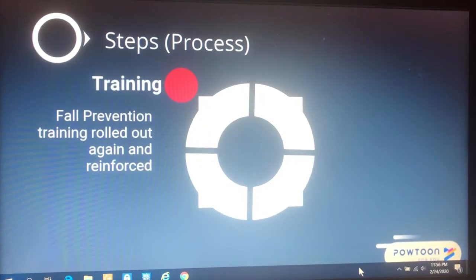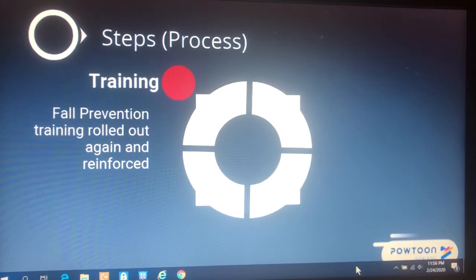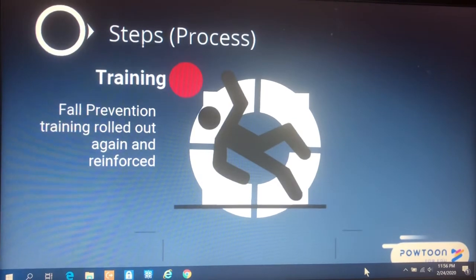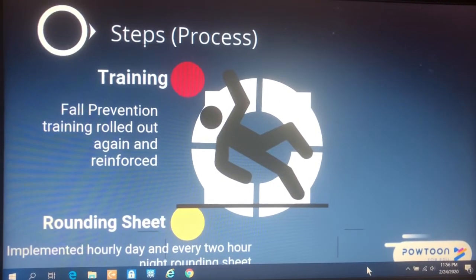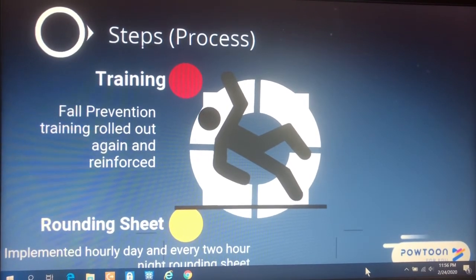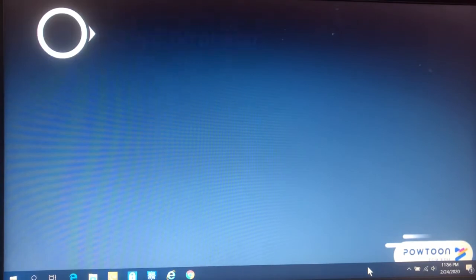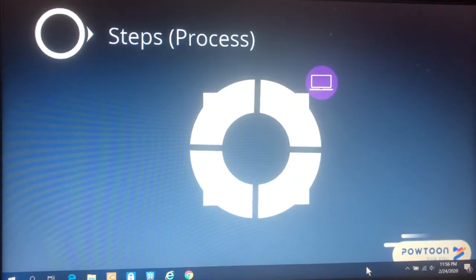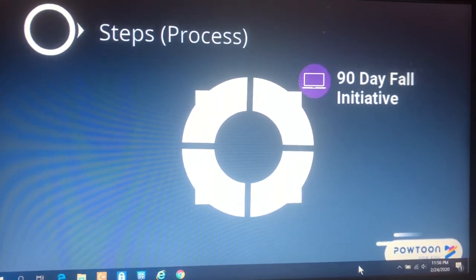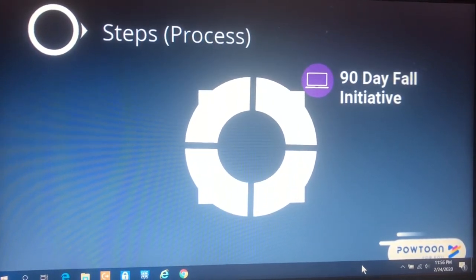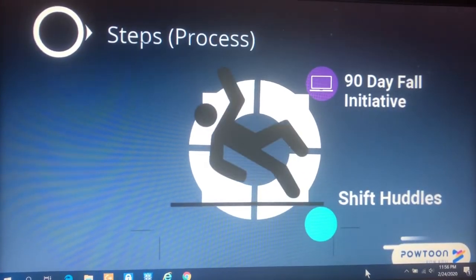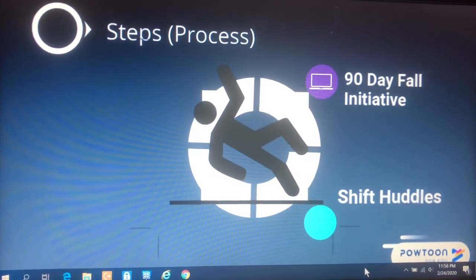So then we're going to go into step 2 of Donabedian's theory, the steps or the process. We began to look at the fall prevention training that rolled out, and the quality of that training, and we decided to look at rounding sheets, if we were using them and if they would be effective to help decrease falls. Once we implemented new training and reinforcement, we also did a 90-day fall initiative where we talked about falls every day for 90 days, reminding people of what to do. We also did shift huddles every shift to talk about who the high-risk fall patients are.